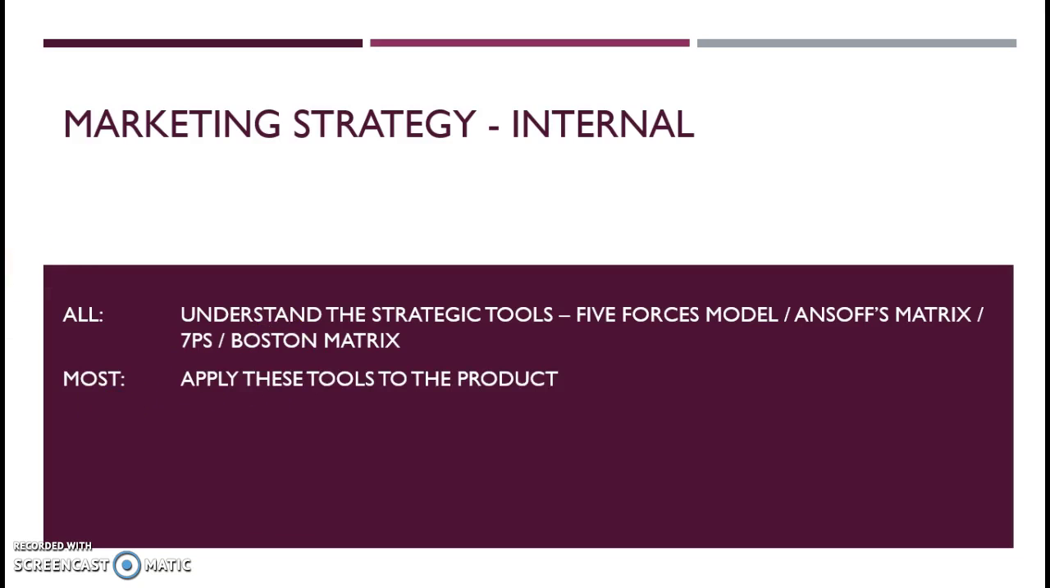And obviously, with the idea that as part of our internal, we need to apply these tools to the product that we are setting out a marketing plan for.